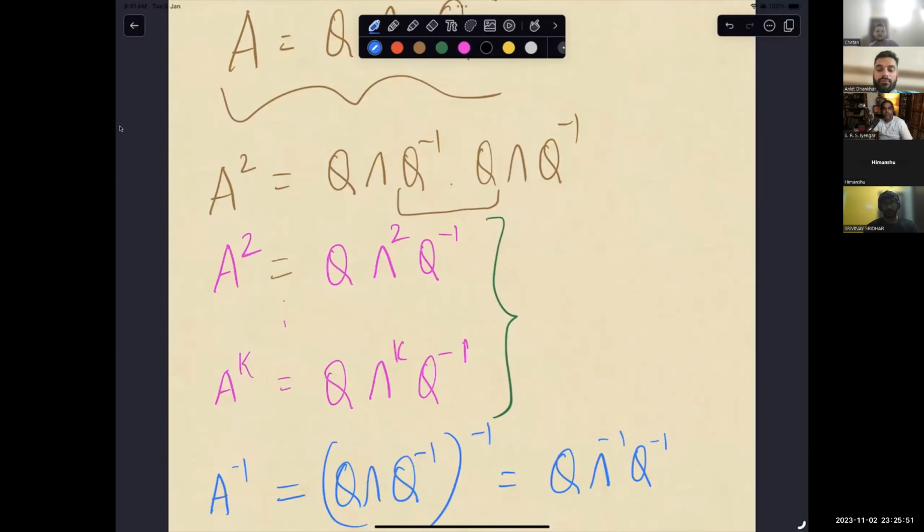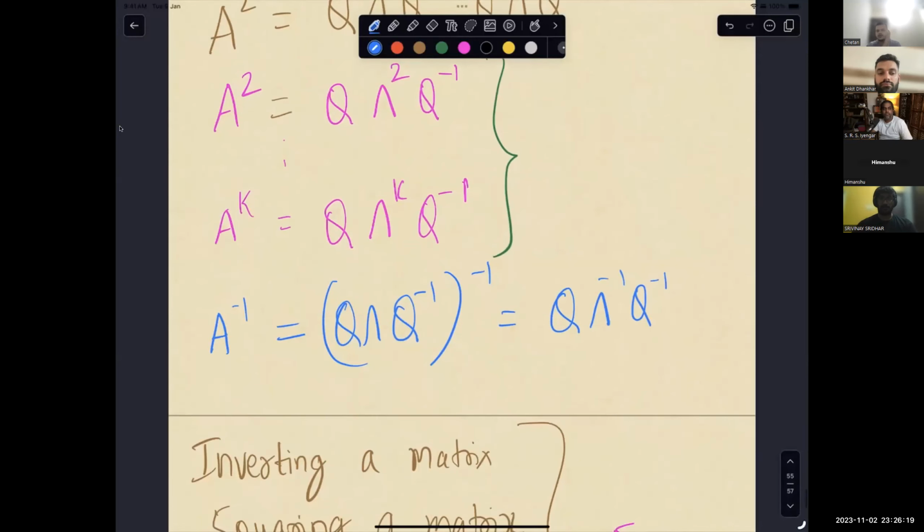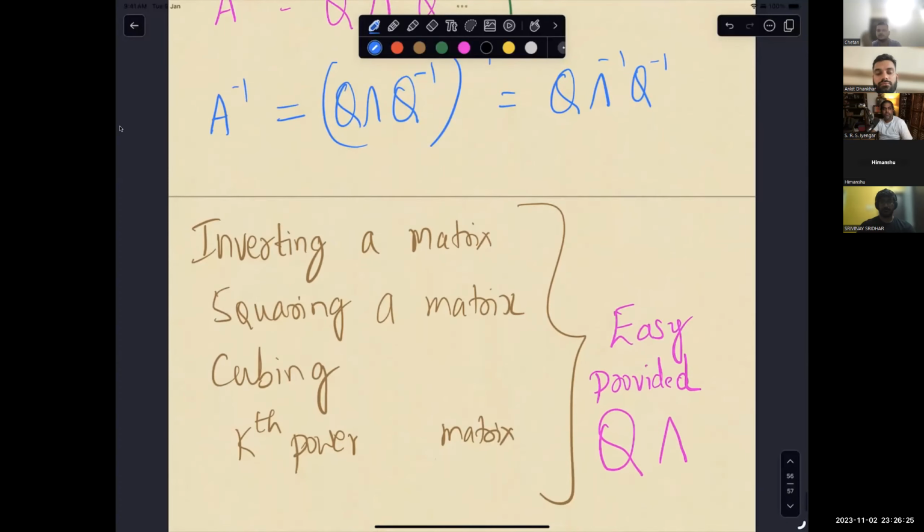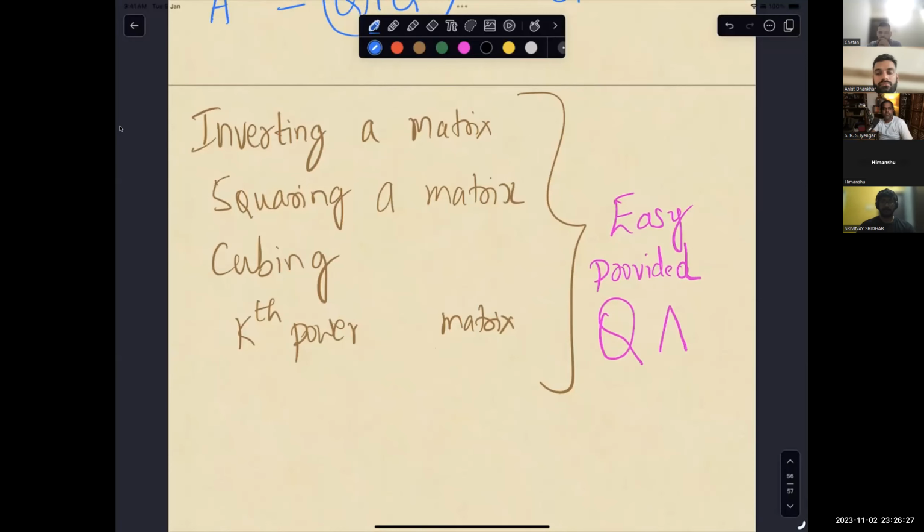What I observed is it suffices to take the square of the eigenvalues only. The rest remains the same. If I do the square of my A, A times A, I have Q times lambda times Q inverse multiplied with Q times lambda times Q inverse. I know that Q inverse times Q gives me identity. What I essentially am left with is Q times lambda squared times Q inverse, right?